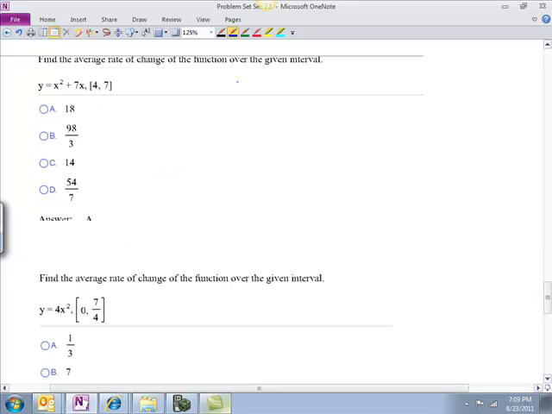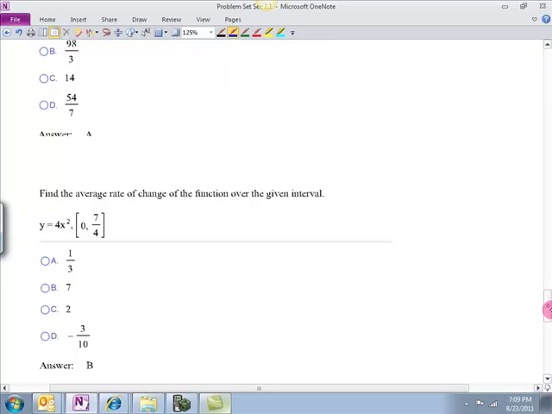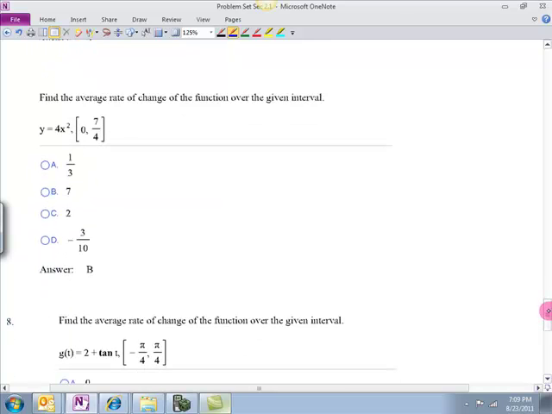That's average rate of change over the given interval. Is that just plugging in numbers? f of 7 minus f of 4 over 7 minus 4? We could do that. And the work is already written out for you. But what about this one? Same idea. There's a little bit of fraction stuff here, which might, I don't know if it'll mess you up. Why don't you try this one?